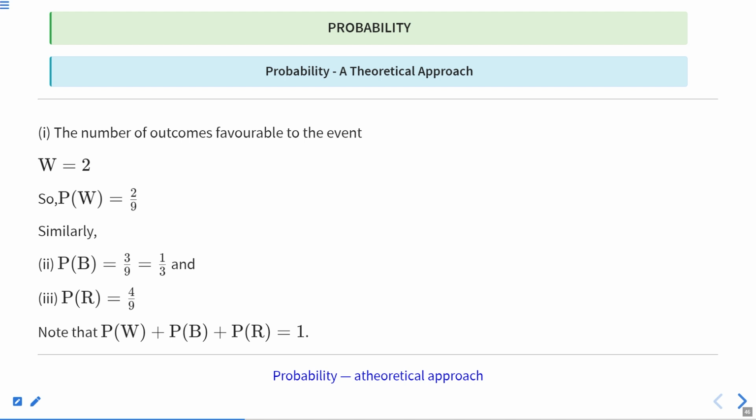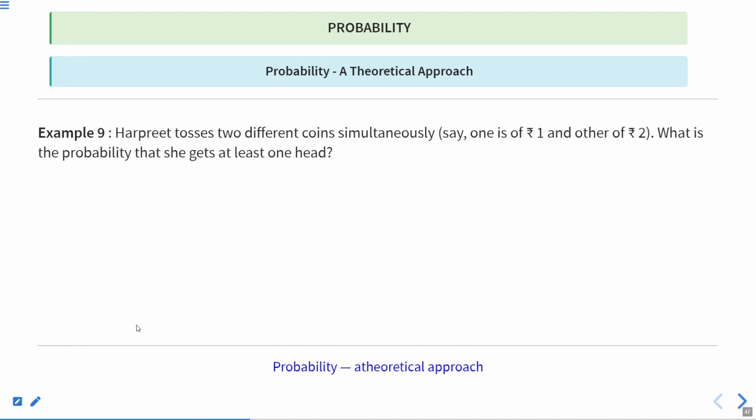Probability of R is equal to 4 by 9, since the number of outcomes favorable to the event R is 4 and the total number of possible outcomes is 9. So probability of R is equal to 4 by 9. And note that probability of W plus probability of B plus probability of R is equal to 2 by 9 plus 1 by 3 plus 4 by 9, that is equal to 1. Okay, so now let us see the next example.